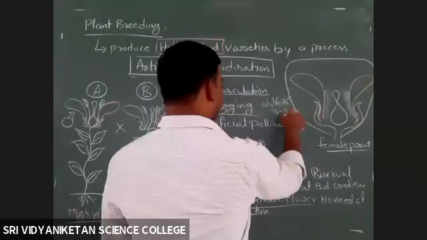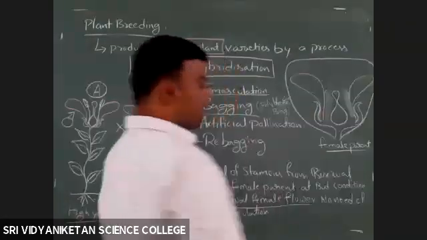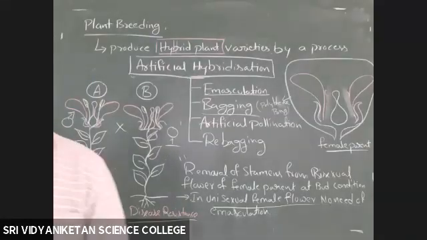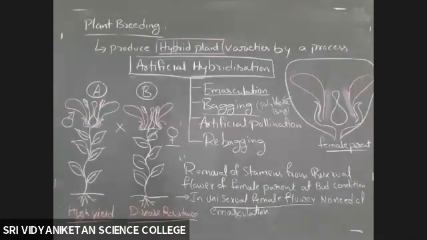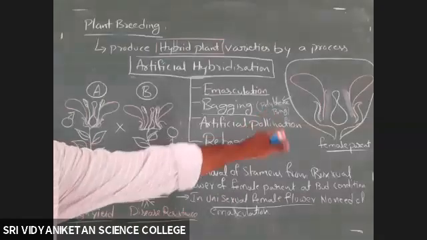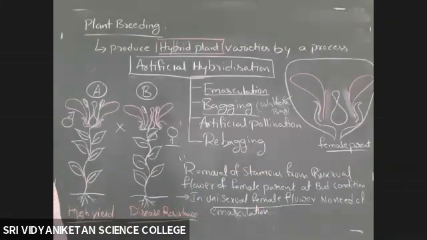The emasculated flower is covered with a polythene bag. Generally, it is made up of butter paper. Whenever the emasculated flower is covered, there is no chance to receive other flower pollen grains. It is called bagging.